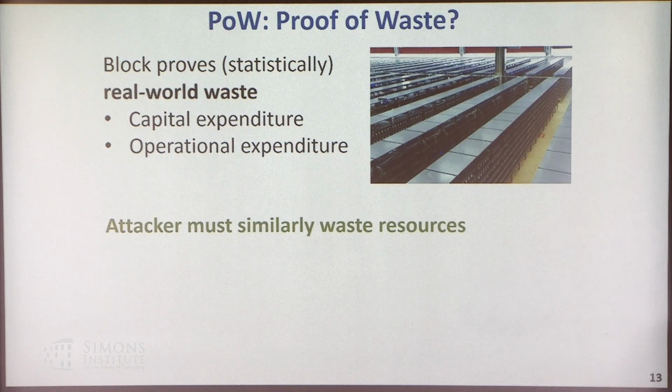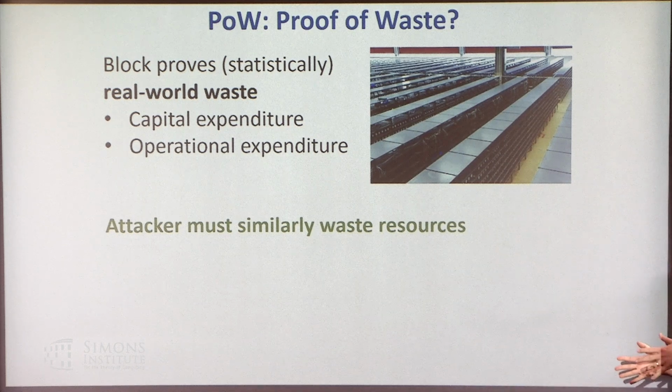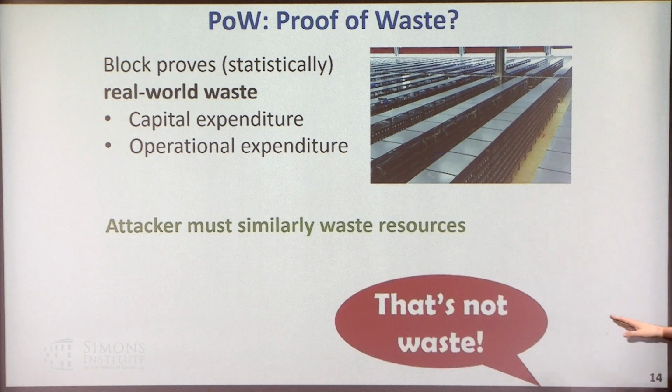So proof of work, as in Bitcoin, Ethereum, and friends, works as follows. A block proves statistically some waste of resources in the real world. This is capital expenditure, buying hardware for doing proof of work, and operational expenditure, your day-to-day expenses in electricity, etc. And the point is that the attacker must waste a similar amount of resources in order to successfully attack the system. And arguably this is not waste.